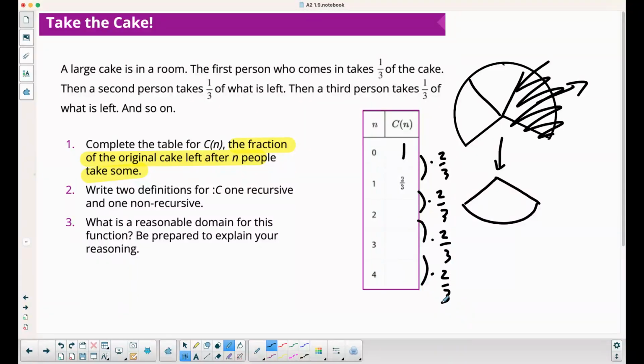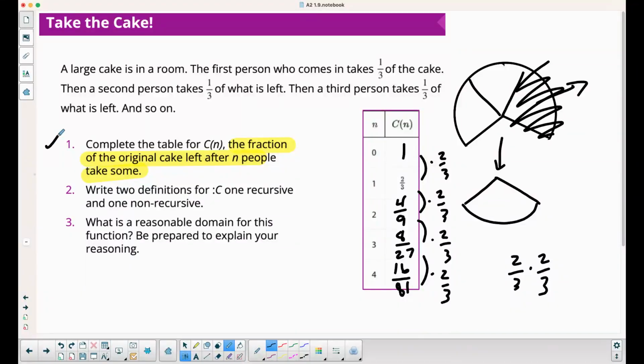Okay, so you start with 2/3. So basically, to get to the next one, 2/3 times 2/3 is just going to be 2 times 2 is 4. 3 times 3 is 9. And then you can just keep multiplying the top by 2 and the bottom by 3. Top by 2, bottom by 3. Okay, so there's the first part.